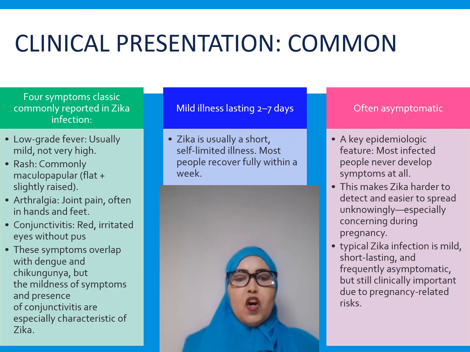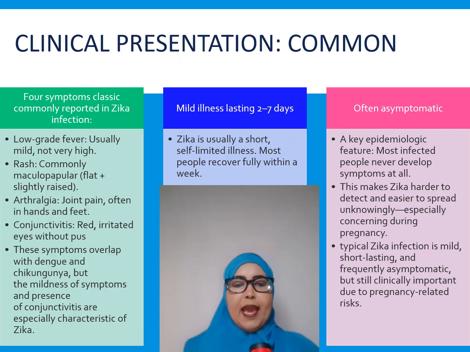Conjunctivitis, irritated eyes without pus. So the four classical symptoms of Zika infection include low-grade fever, a rash that is flat and slightly raised, joint pain in the hands and feet, and eye inflammation, redness, and irritation of the eye without pus.